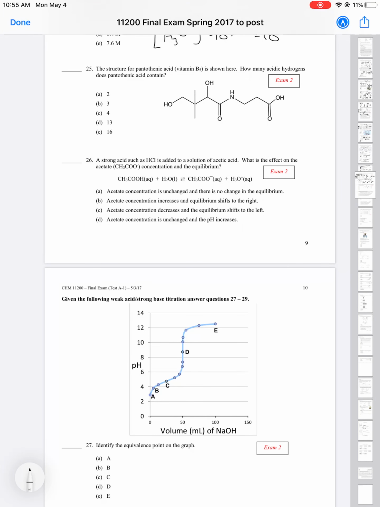So we're on to 25, the structure for pantothenic acid. How many acidic hydrogens does it contain? So remember, an acidic hydrogen is going to be a hydrogen that's attached to a more electronegative atom, so you can get that polarity. So you'll have a partially positive hydrogen and a partially negative oxygen. And so we can say there's 1, 2, 3 there.